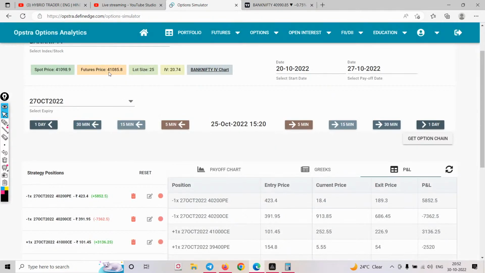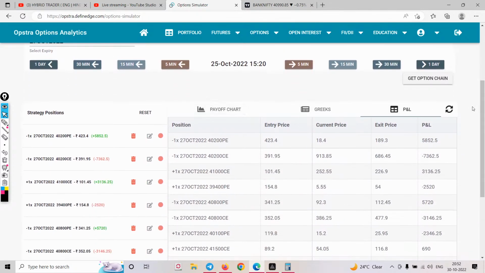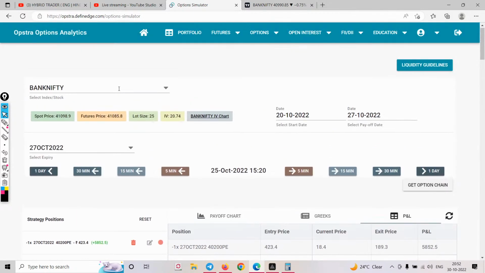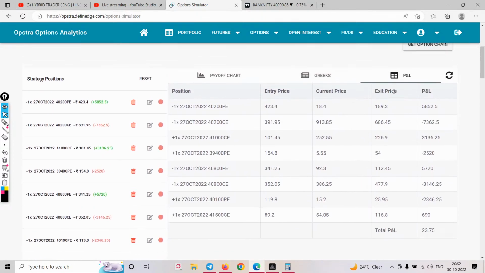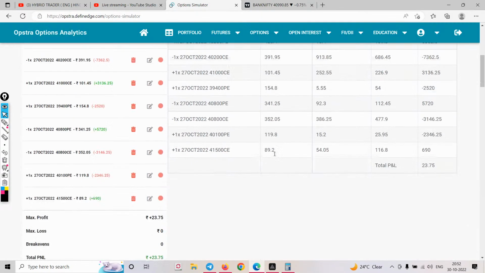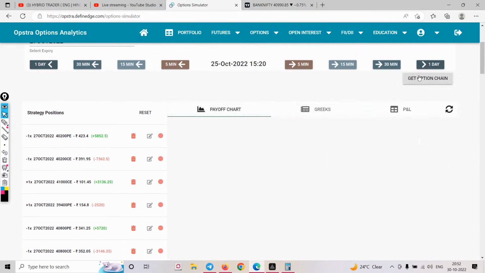Where is your market standing? Your market stands at 41,100. So let me go and deploy one more trade at 41,100. It is at 41,000, right? So I'll take 41,100. I'll go to option chain and try to deploy one more. Basically, I'm not getting the option chain also here.